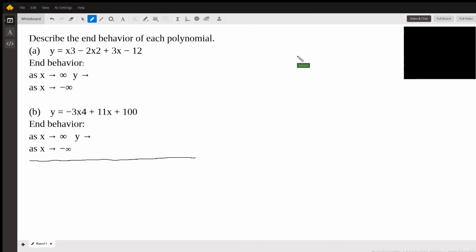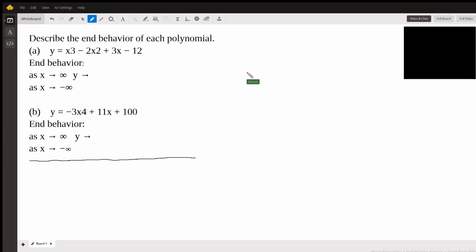This has to do with the end behavior of a polynomial. It's really important to be able to do this because it helps you make a quick sketch of the polynomial once you have some other information. The whole process is made simple if you can just remember this chart that I'm about to put up here.